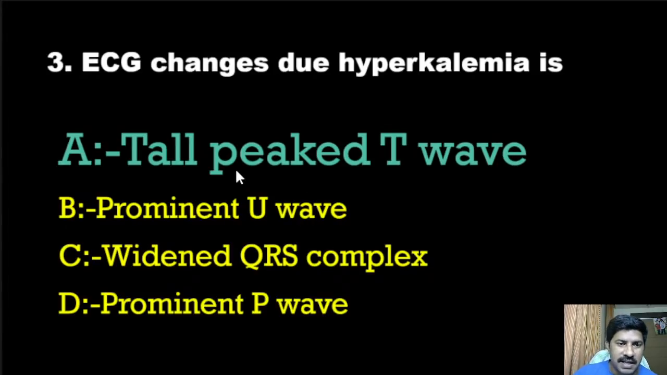So I think it is clear. Tall peaked T wave is a peculiar feature of hyperkalemia. Prominent U wave is seen in hypokalemia. Widened QRS complex we can see in a bundle branch block. If a person has a pacemaker, in that condition also widened QRS complex you can see. And in hyperkalemia also we can see widened QRS complex. At the same time, prominent P wave, that is enlarged atrium, in that condition we can see the prominent P wave. Inverted P wave we can see in the case of ectopic atrial rhythm, that is initiating other than the SA node.